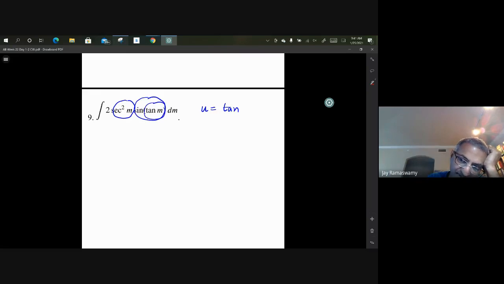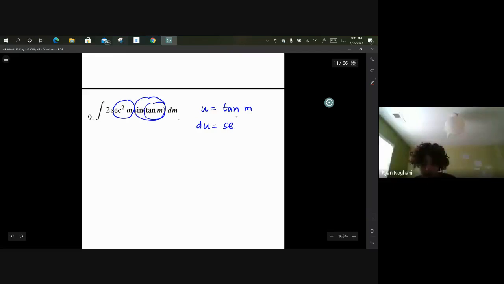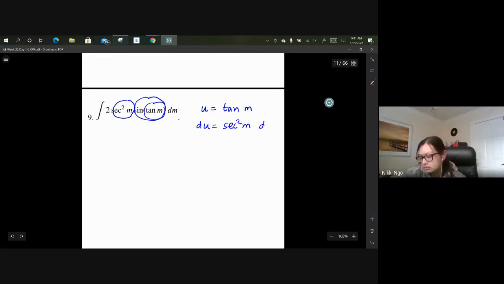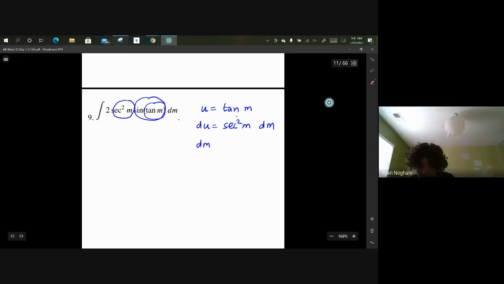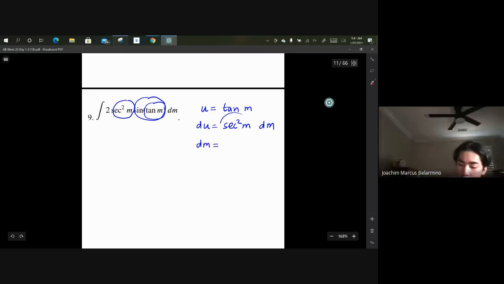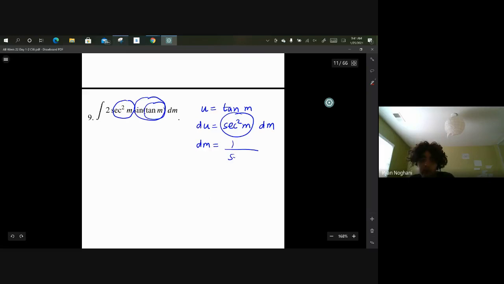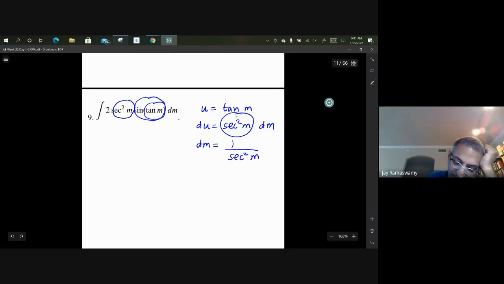Miss Flores, are you getting the hang of it? So that's why I'm choosing tan m. That's sine of tan m. So I choose u equals tan m. Therefore, du equals secant squared m dm. Should I solve for dm? Yes. Therefore, dm equals 1 over secant squared m times du, multiplying both sides by the reciprocal. Is everybody okay there?